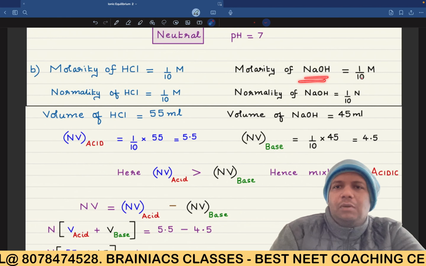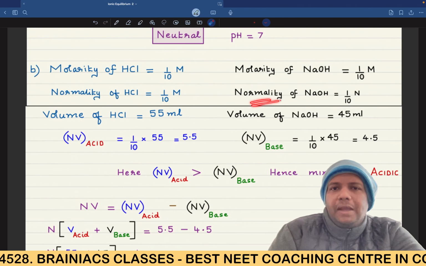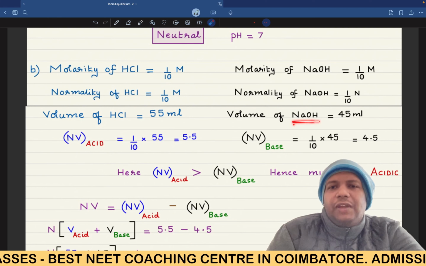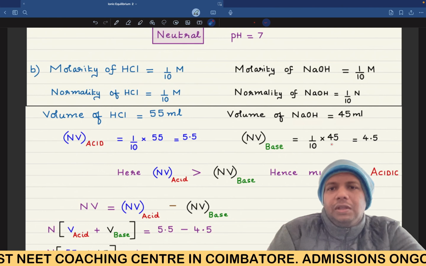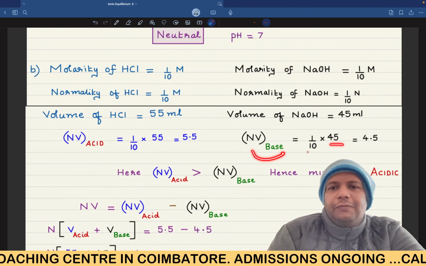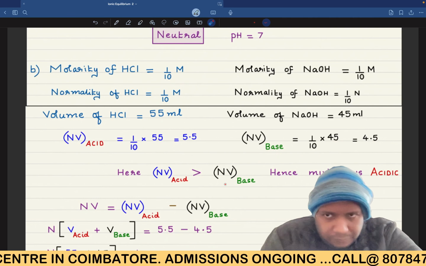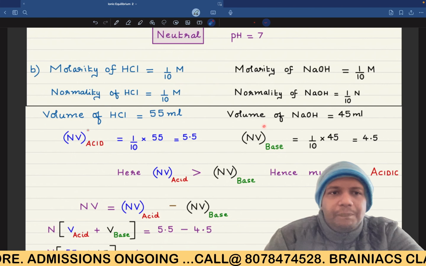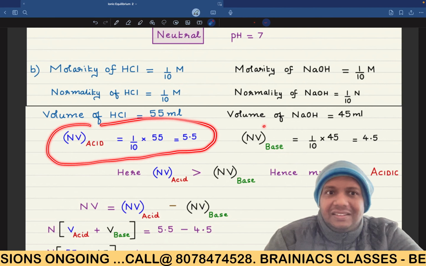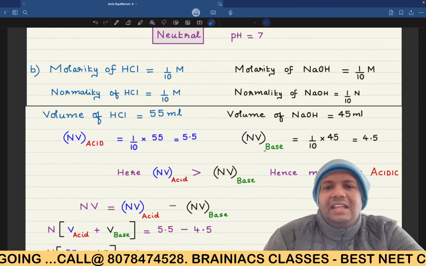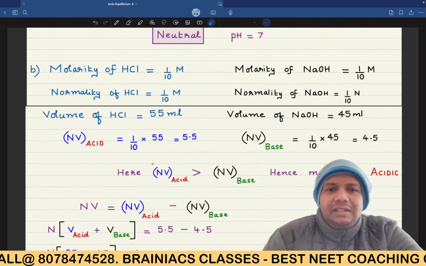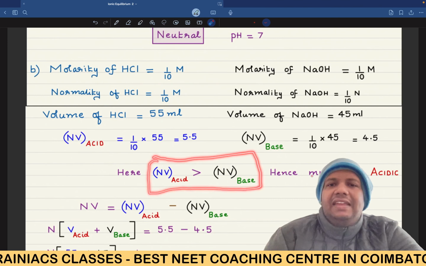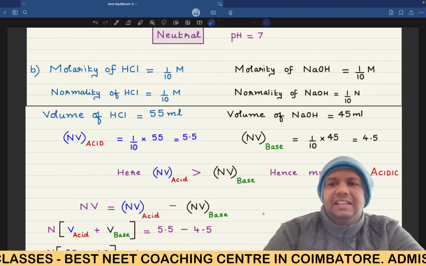Similarly for the base, the molarity is 1 by 10. Normality is 1 by 10 normal. Both are same. Then the volume of NaOH is 45 ml. So NV of the base is 45 divided by 10, that is 4.5. Now we understood that NV of the acid is greater. We also predicted this. And this is greater than NV of the base. So I can say that since NV of the acid is greater than NV of the base, the mixture would be acidic in nature.